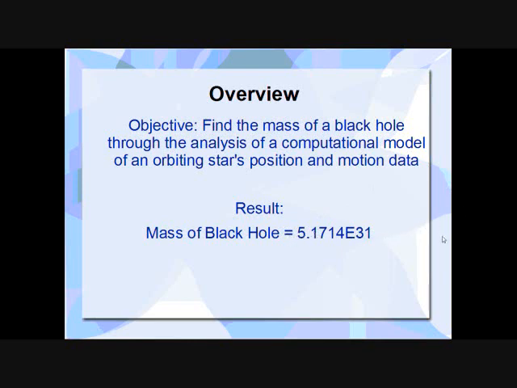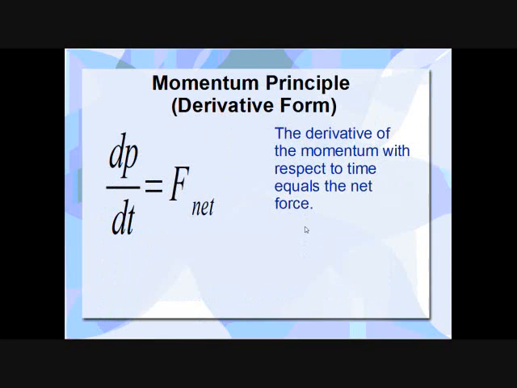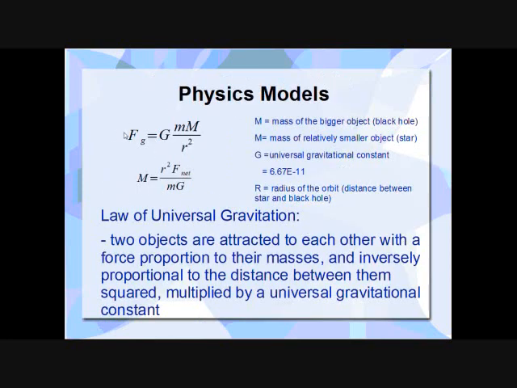In order to compute the mass, both the law of universal gravitation as well as the momentum principle were utilized for the calculations. The law of universal gravitation states that any two objects in the universe are attracted to each other through a force proportional to the product of their masses over the square of the distance between the objects, all multiplied by the gravitational constant. The gravitational constant for all objects in the universe is about 6.67 times 10 to the negative 11.